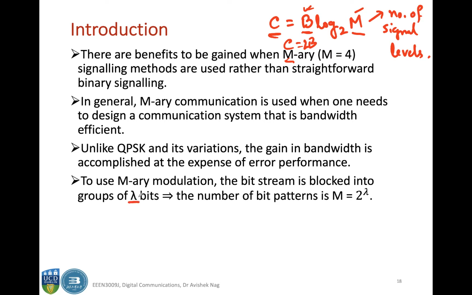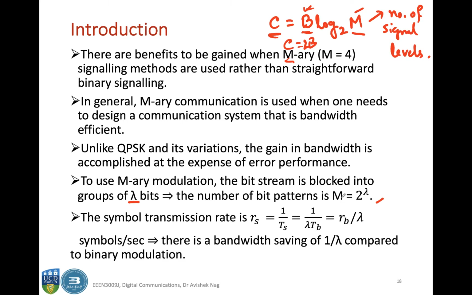This thing I already said, that if your bit stream is grouped into lambda bits, then the number of bit patterns is 2 to the power lambda, and that is equal to your M, the number of signals. The symbol transmission rate is given by 1 over the symbol time, and that is 1 over lambda times TB, the bit time. If you have lambda bits per symbol, then each of these bits has a bit duration TB, so the total symbol duration is lambda times TB. So 1 over TS is 1 over lambda times TB, and 1 over TB is your bit rate, RB. So basically, the symbol transmission rate is RB divided by lambda.